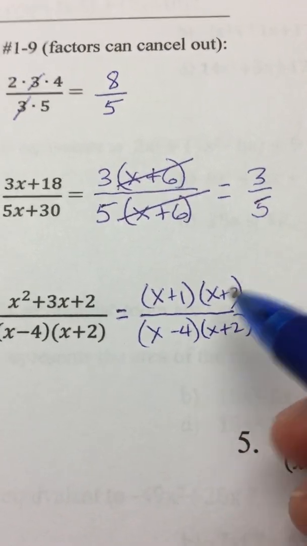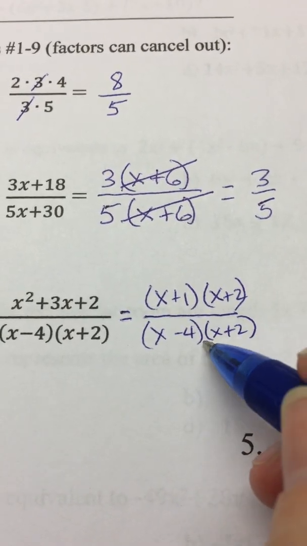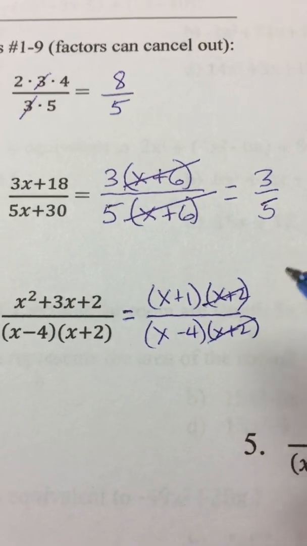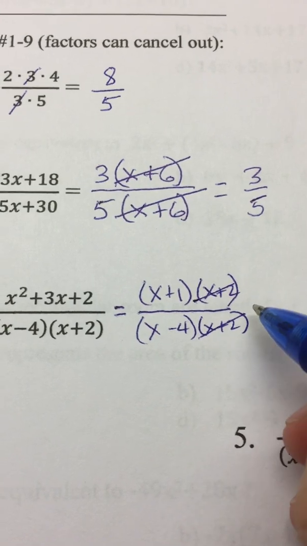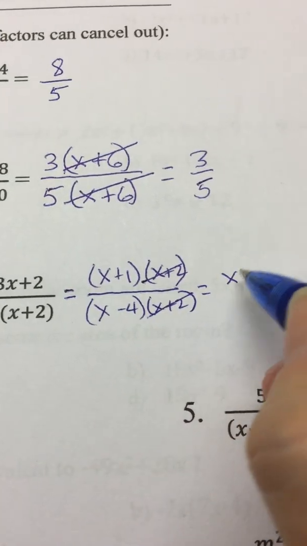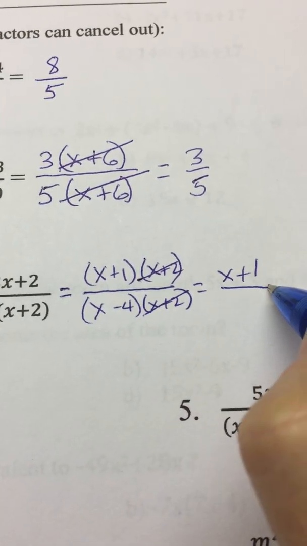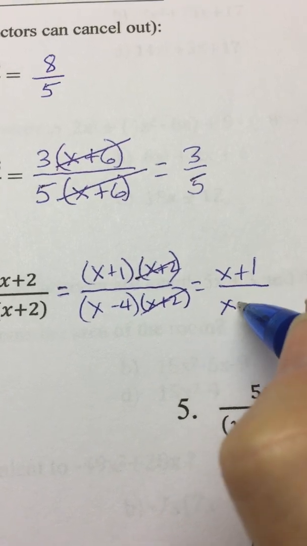This whole factor, x plus 2, can cancel out with this whole factor, x plus 2. So either the whole parentheses goes or nothing goes. That whole parentheses is just one factor. So when you're done, you're left with x plus 1 on top, and you can leave it in parentheses if you want, and x minus 4 on bottom.